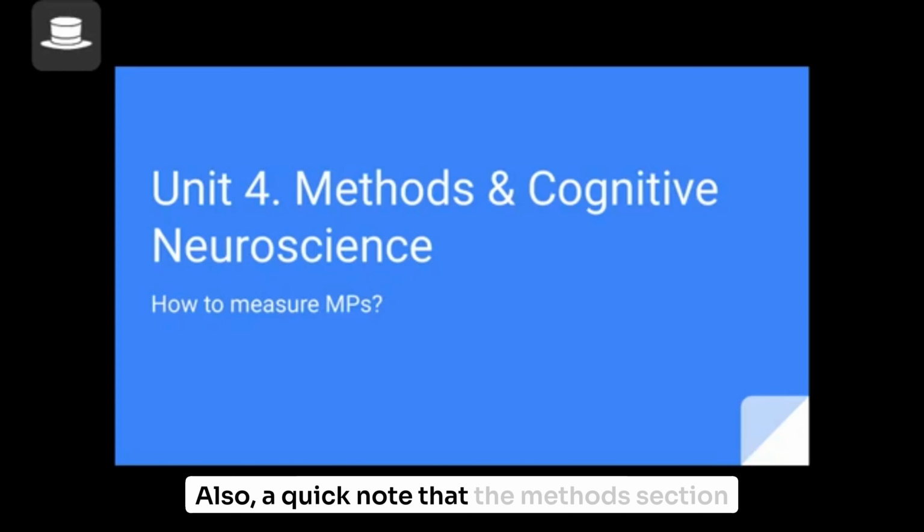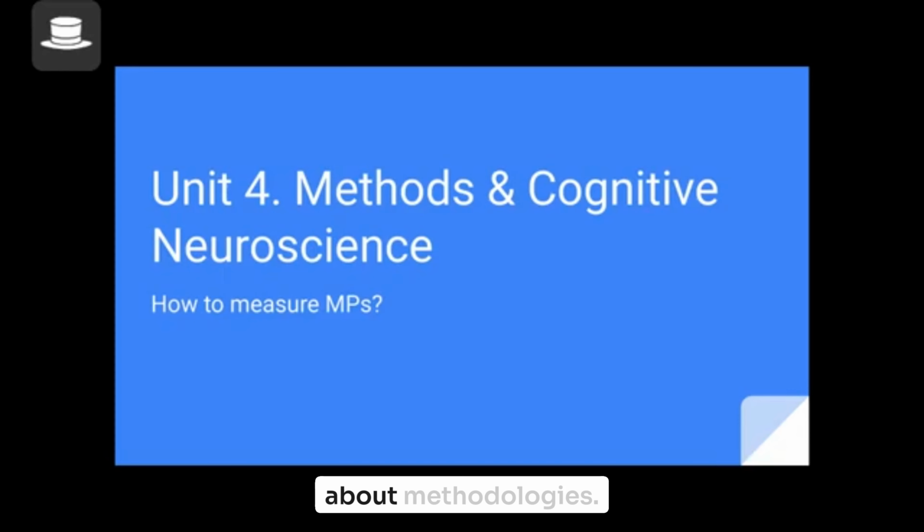Also, a quick note that the methods part of this particular unit comes from chapter 1 and the cognitive neuroscience part comes from chapter 2. So it's a mix of these two. I put these together because they both talk about methodologies.